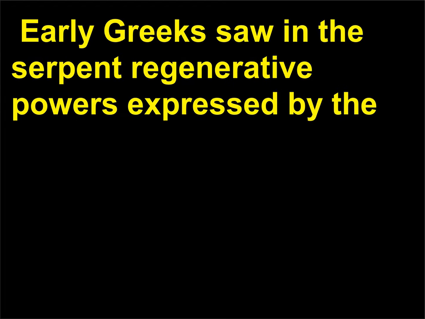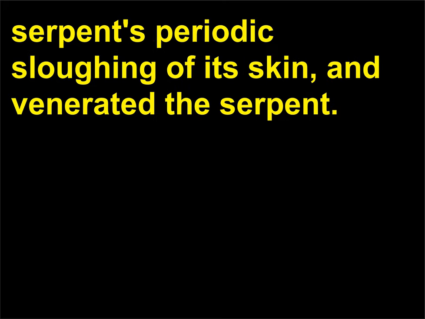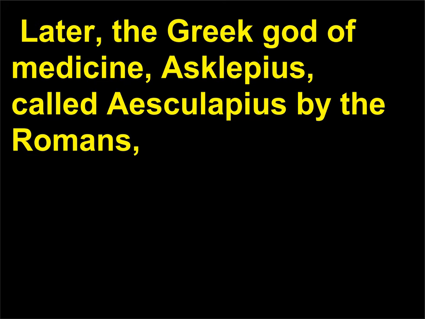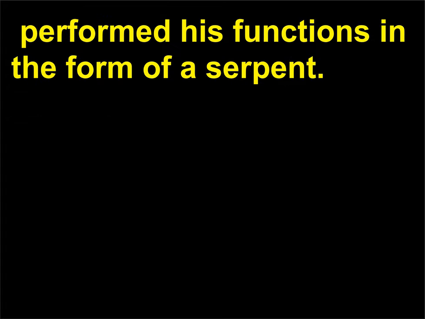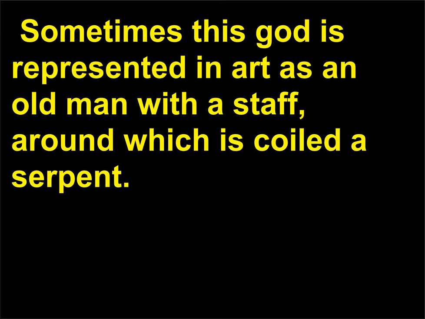Early Greeks saw in the serpent regenerative powers expressed by the serpent's periodic sloughing of its skin, and venerated the serpent. Later, the Greek god of medicine, Asclepius, called Aesculapius by the Romans, performed his functions in the form of a serpent. Sometimes this god is represented in art as an old man with a staff, around which is coiled a serpent.